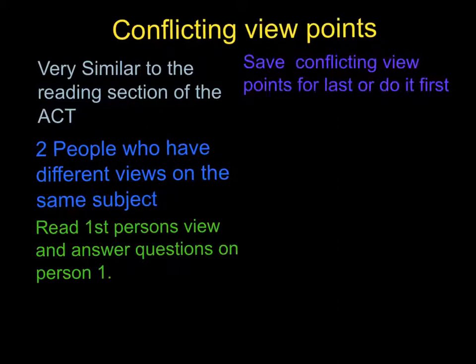Conflicting viewpoints usually takes the most time, so here's a strategy to save some time. Save conflicting viewpoints for last, or do it first. If you're only having a little bit of trouble on time, do the conflicting viewpoints first, as the other ones are easier to rush at the end. If you're having a lot of trouble on time, save it for last so you can just guess on all the questions, or maybe if you have time, answer the questions on person 1.